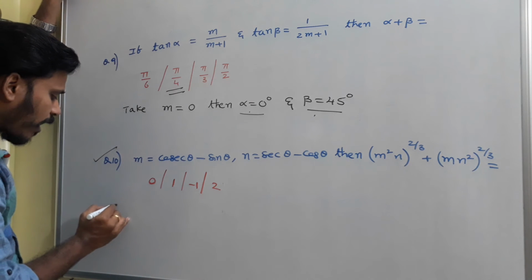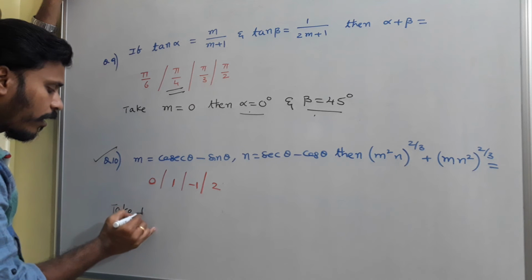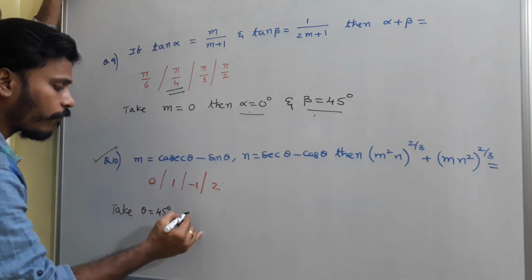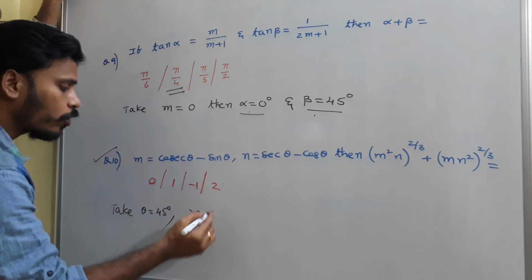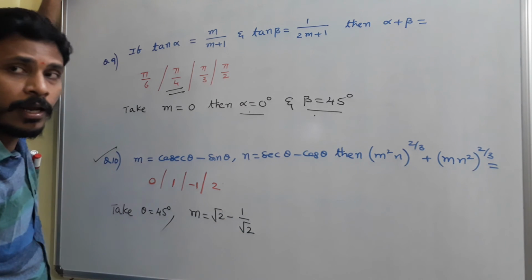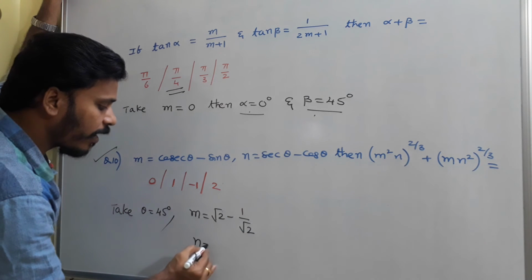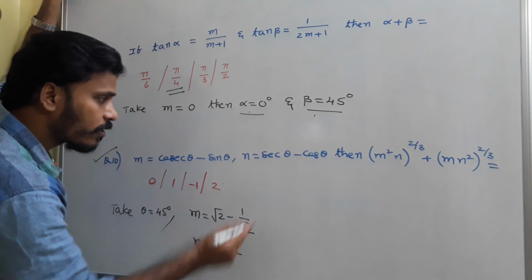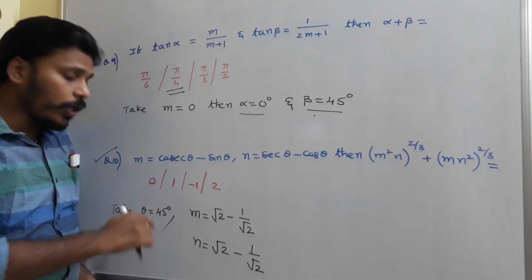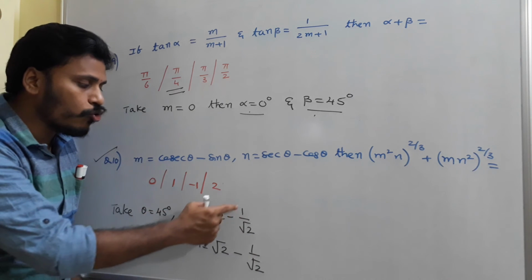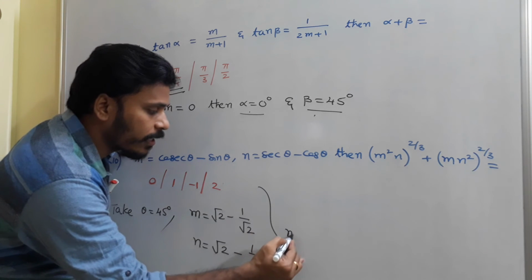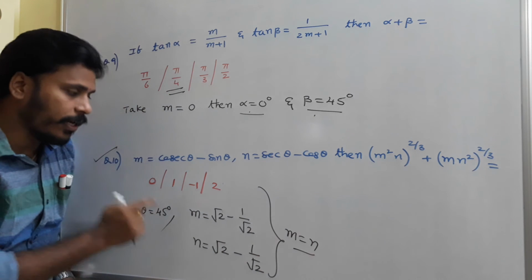If you take theta equals 45 degrees, what will happen? Here 45 and here 45, you will get that m equals cosecant 45 degrees, which is root 2, minus sin 45 degrees, which is 1 by root 2. And in the same way, replace theta with 45 there, then you will get that n equals secant 45, which is root 2, minus cos 45, which is 1 by root 2. So with our angle theta 45, m is root 2 minus 1 by root 2, n is root 2 minus 1 by root 2. From these two, it is very clear that m equals n for theta equals 45.